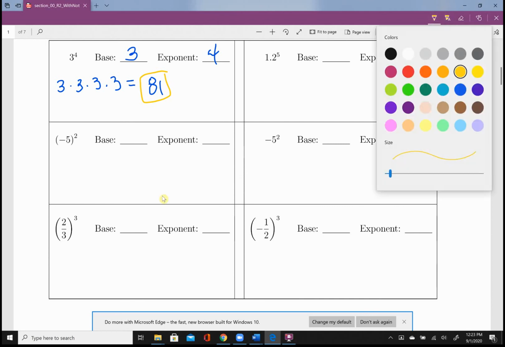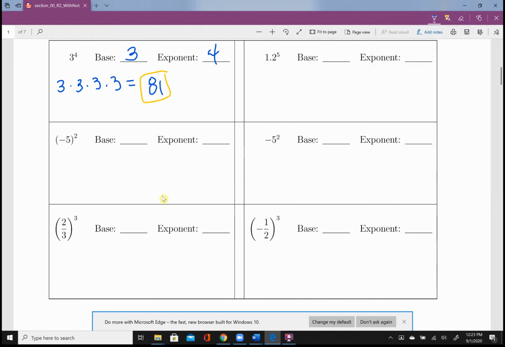Okay, and back to blue. Moving on to the next one, 1.2 to the fifth power will be 1.2 times 1.2 times 1.2 times 1.2 times 1.2. I said 1.5, I meant 1.2, and luckily I drew the correct factor there. All right, so let's go ahead and determine what the base is. That's going to be the 1.2, and the exponent is a 5.